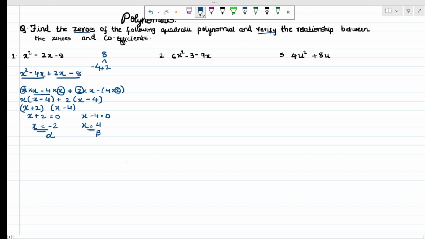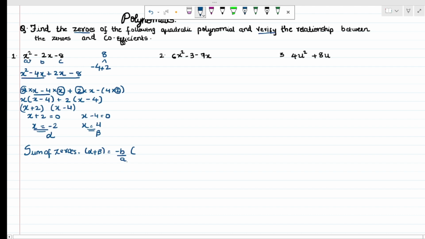Now what is the next question? Verify the relation. That means you need to find the sum of zeros. What is the formula for the sum of zeros? The sum of zeros is alpha plus beta, which is equal to minus b upon a. What is b? This is my a, this is my b and this is my c.